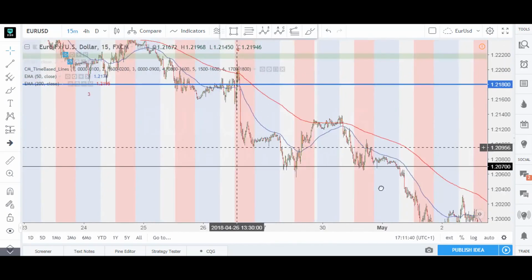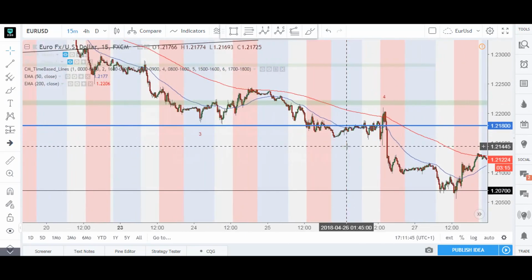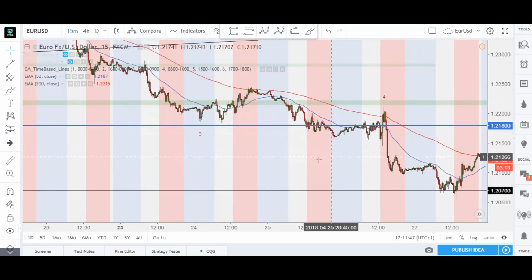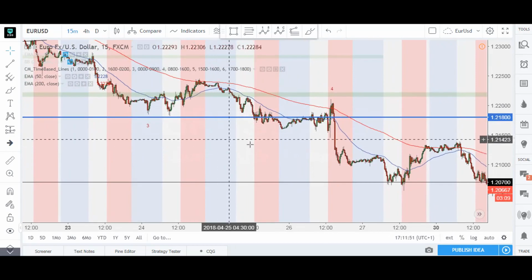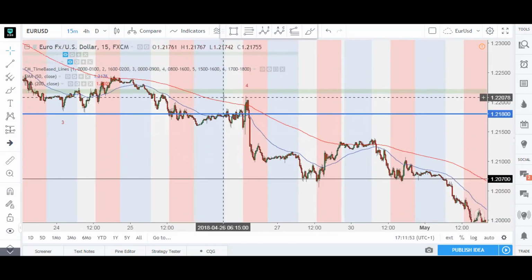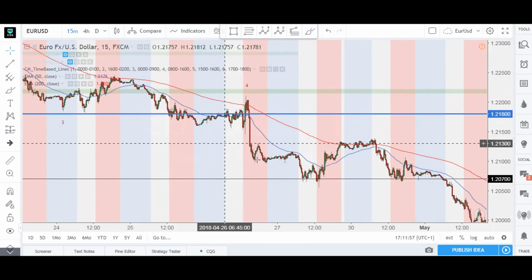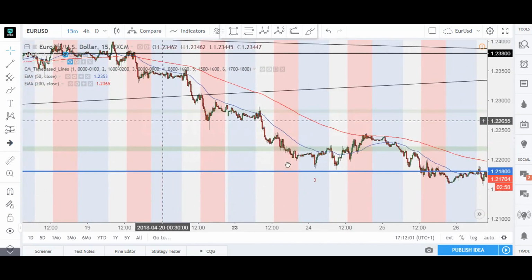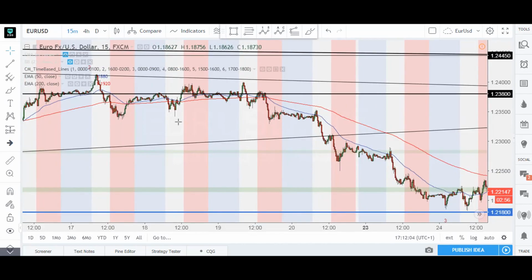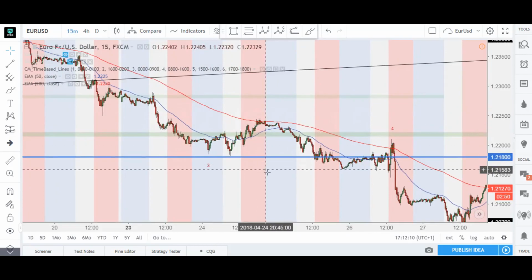I draw all my key levels, my trend lines, and I try to decipher the trend using many techniques and many tools. One of them is reading the price action and seeing how the market is creating lower lows, lower highs, lower lows, lower highs. So we know this is a strong downtrend. The euro has been trending down for a few weeks now, and it was a very strong trend.